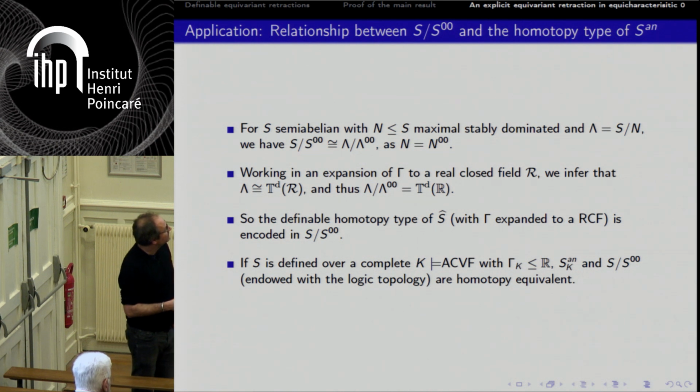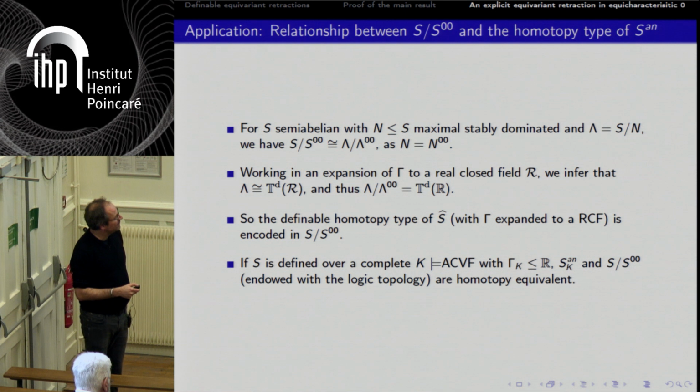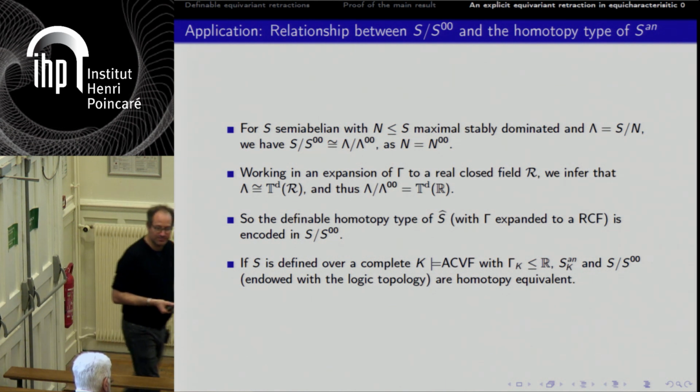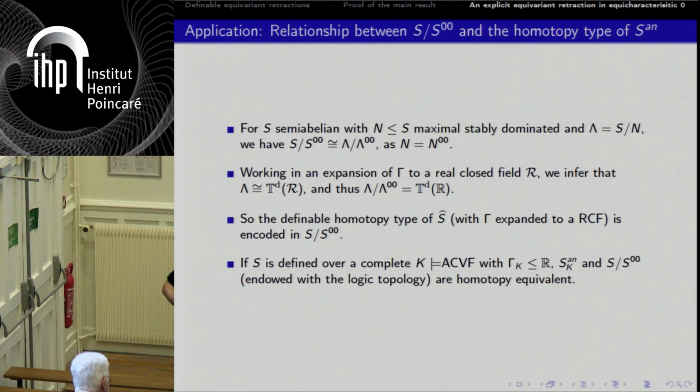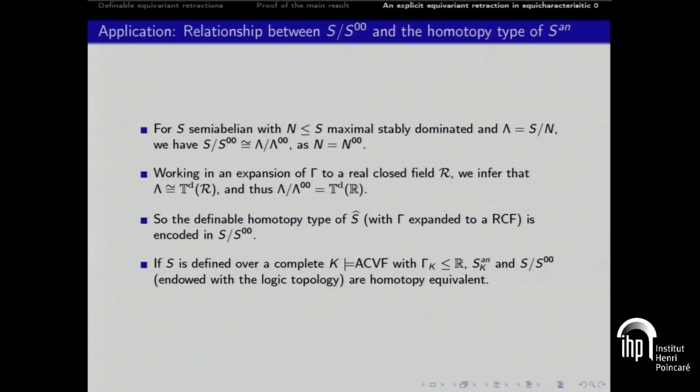So if you have the same situation over a complete algebraically closed valued field with Archimedean value group, so you can construct the Berkovich identification, and then you can show, using this result, descending it to the Berkovich world, that S mod S00 endowed with the logic topology, so closed sets are preimages of tight dimensional sets in S. Sorry, the other way around. That they are homotopy equivalent.